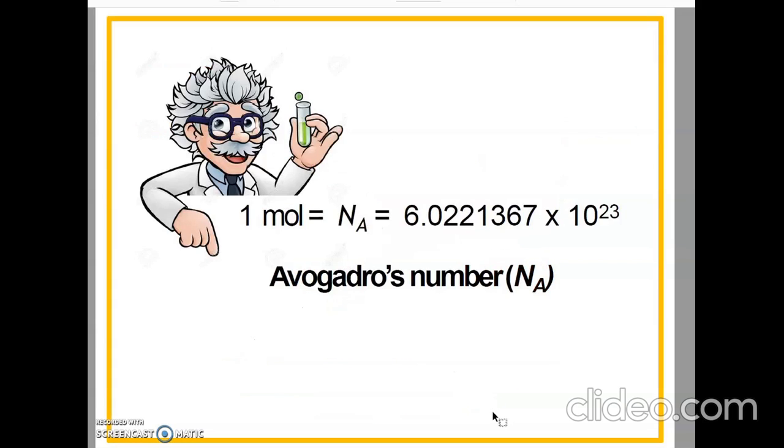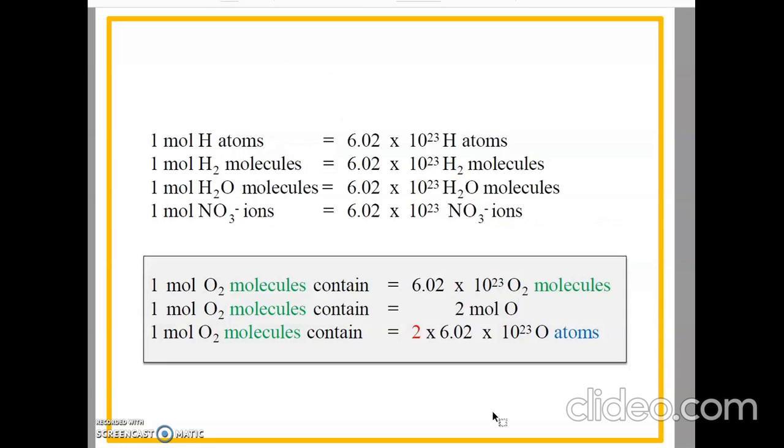So as a simple statement, we can say that 1 mole is equal to Avogadro number, which is 6.022137 times 10 to the power of 23 entities of atoms, elements, molecules or compounds. Okay, so we look one by one. 1 mole of hydrogen atoms has 6.02 times 10 to the power of 23 hydrogen atoms. 1 mole of hydrogen molecules ada 6.02 times 10 to the power of 23 hydrogen molecules. In 1 mole of water molecules, we have 6.02 times 10 to the power 23 water molecules. Kalau ada 1 mole nitrate ions, kita ada 6.02 times 10 to the power 23 nitrate ions.